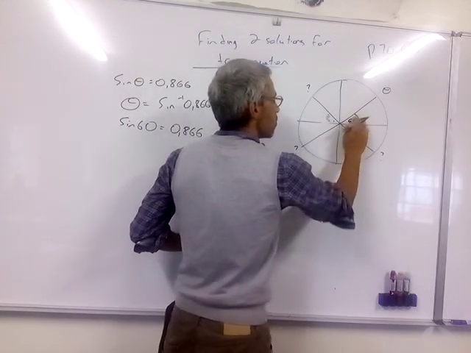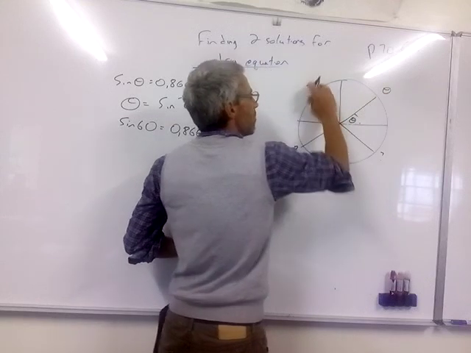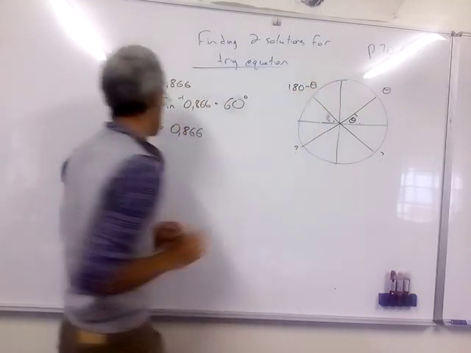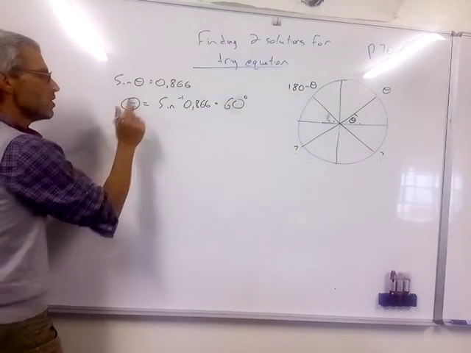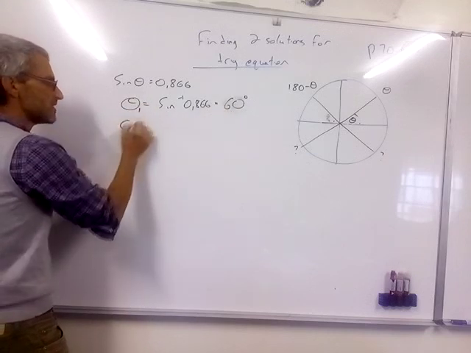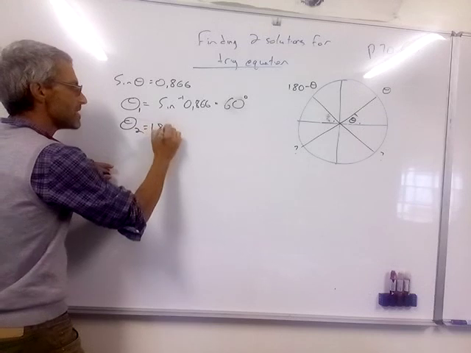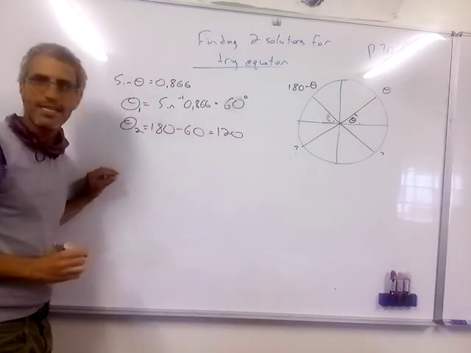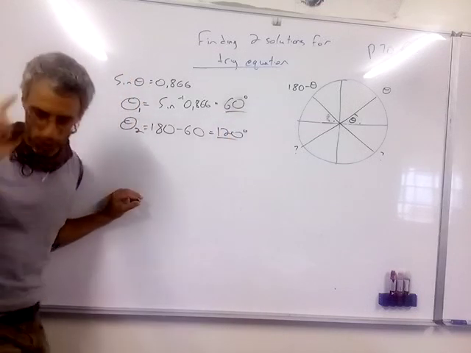So let's go back to the original, just general theta. If this is theta and I want to know the other solution, I'm going to do 180 minus theta. That was just to show you. The first solution is 60. The second solution, we call it second theta, is going to be 180 minus 60, which is 120. So in a test, you're going to give both these answers. I'm going to pause here.